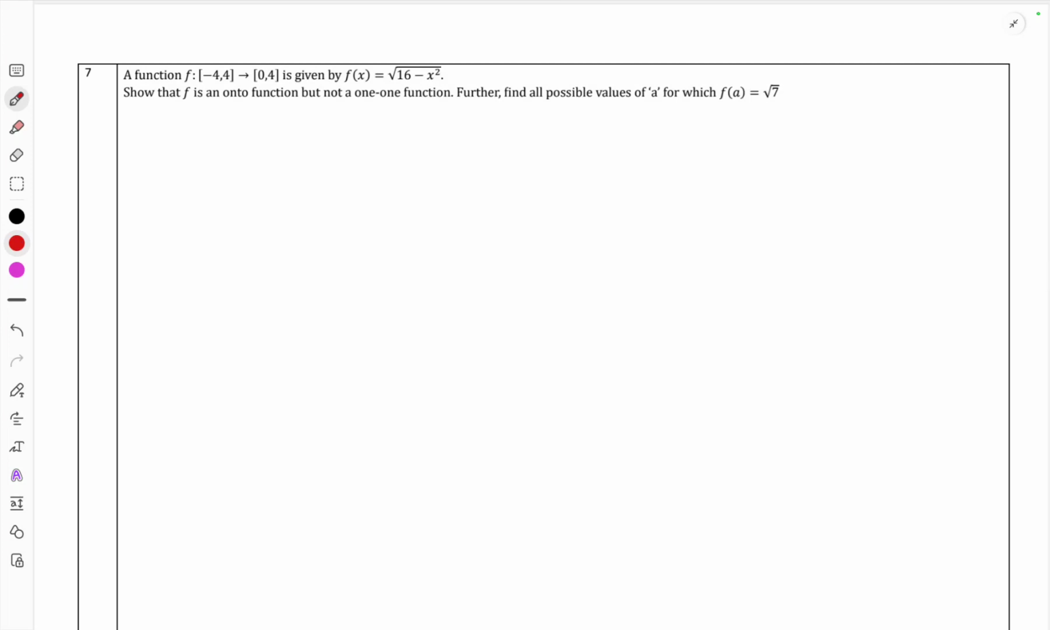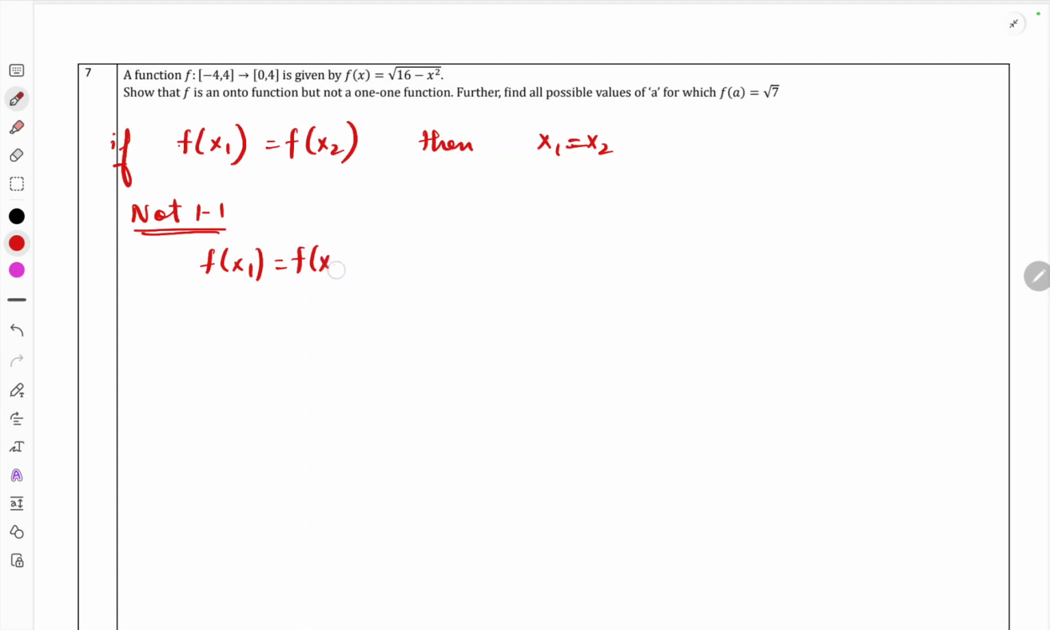Okay. See here, one-to-one is nothing but if f of x1 is equal to f of x2, then x1 is equal to x2. So if it is not one-to-one, I should be able to prove f of x1 equal to f of x2, but x1 is not equal to x2. So this is what I have to prove here.